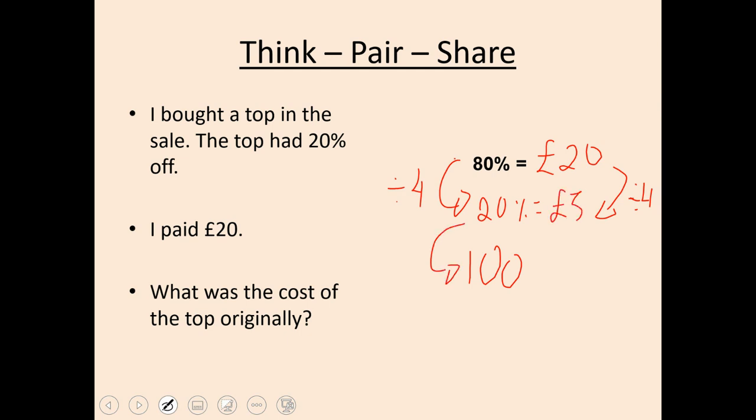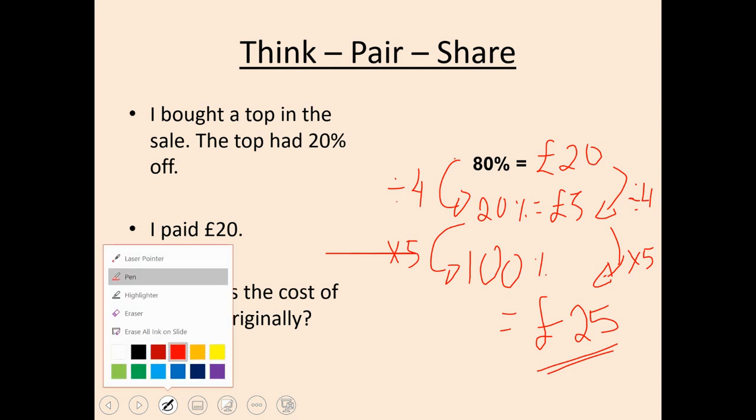And to go from 20% to 100%, you can multiply both sides by 5. So 100% would actually be £25, £5 times 5, which would be £25. Okay, and that will be your answer. So that's another way of working it out. Thank you so much for listening.